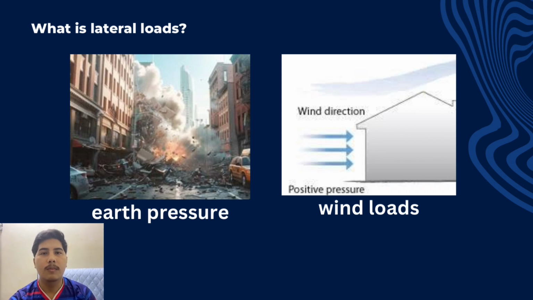The third is moment frames. Rigid connections between beams and columns resist lateral loads through bending. The fourth is diaphragms. Horizontal elements like floors and roofs transfer loads to the vertical resisting elements.